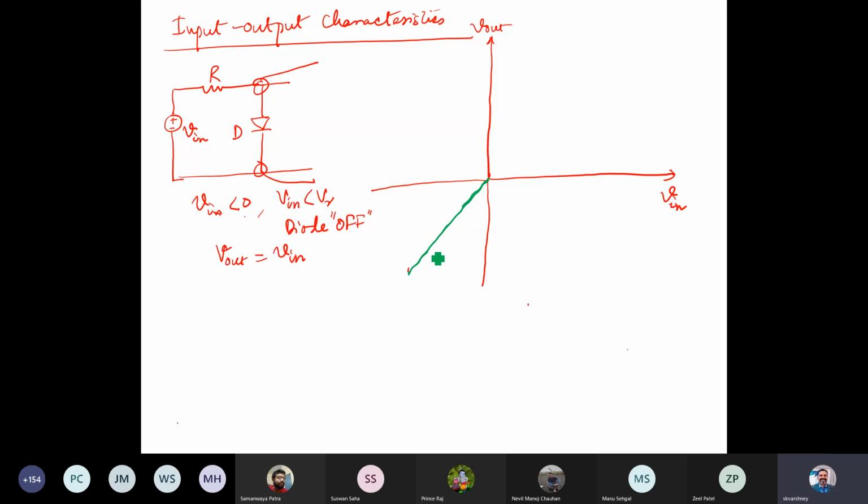So considering this situation, for the ideal case, as soon as the V input voltage V in is greater than 0 for ideal diode, or V in is greater than V gamma for the practical diode, in that case your V output voltage, because the voltage drop across the diode will be simply your V gamma.